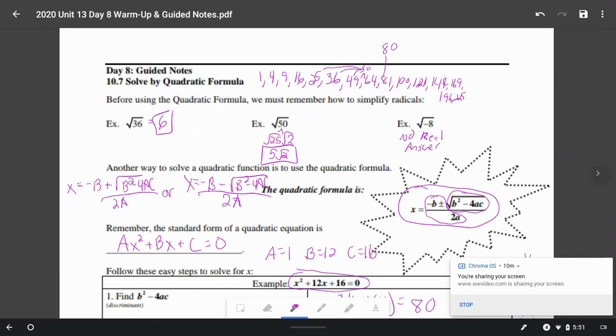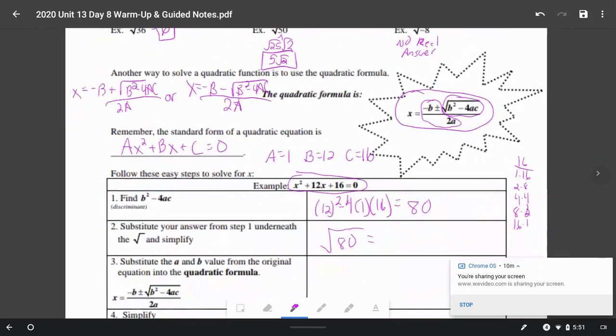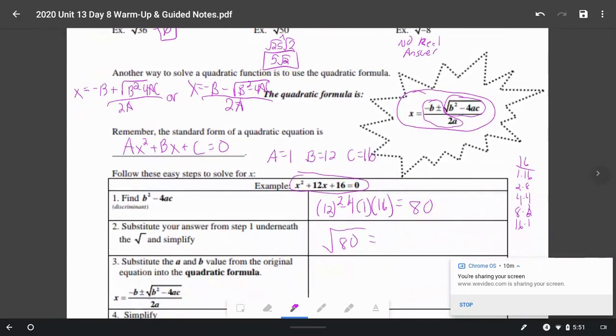80 divided by 16 gives me 5. So that's the winner. So I'm going to go back up. I'm going to split this into 16 and 5. And I know that 16 can be simplified. The square root of 16 is asking you what two numbers multiply by themselves to give me 16, and that's 4. So now we have a 4 square root 5.